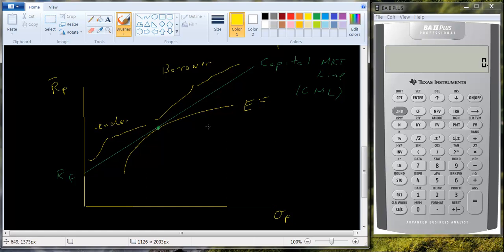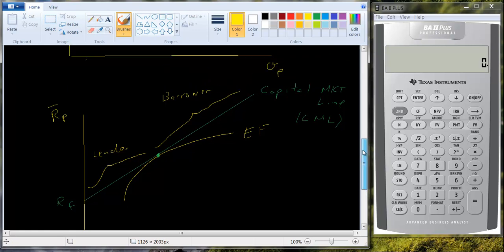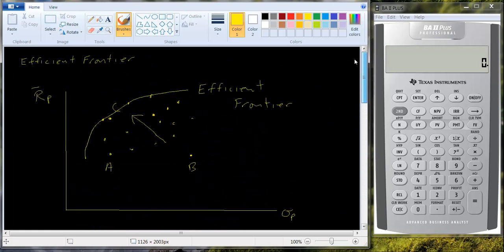So, again, just to recap, scroll back up here. You have a lot of different portfolios, but some of them can be eliminated because they have too much risk for the same level of return, or they have too low a return for the same level of risk, so we throw those out. We get this efficient frontier.